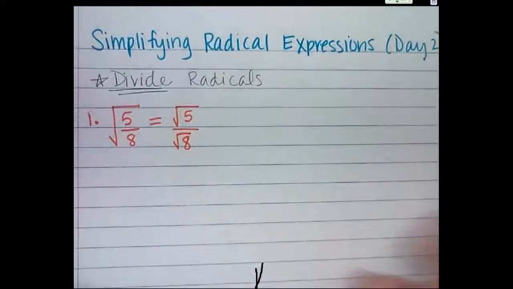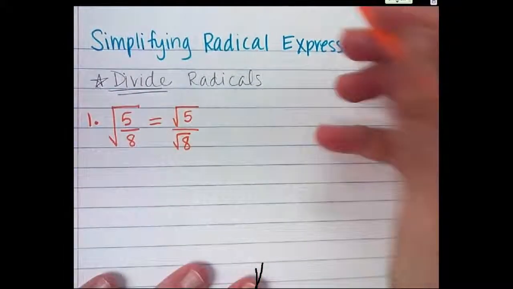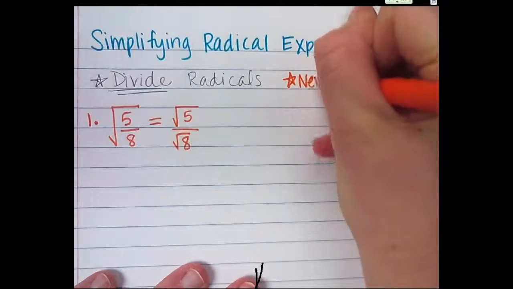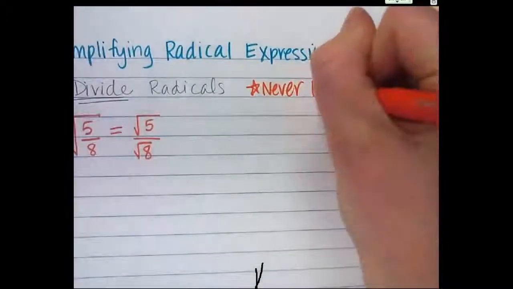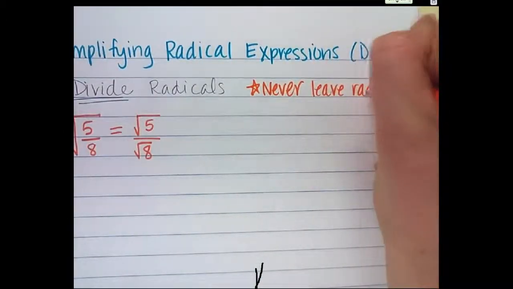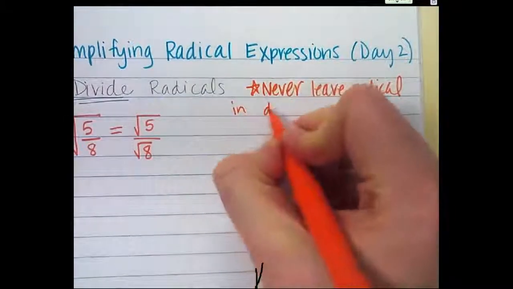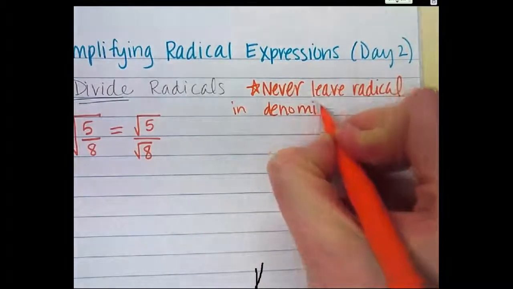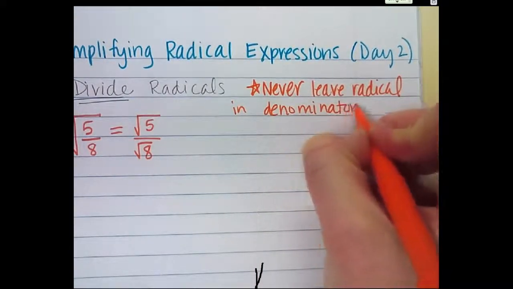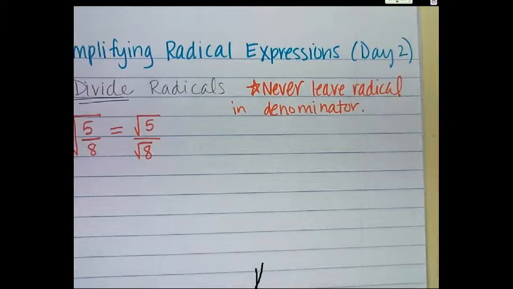So when we're doing radicals with division, we never want to leave a radical in the bottom. Never leave a radical in the denominator. So it's kind of like when you're simplifying, this is part of simplifying. You don't ever want to leave radicals in the denominator. So we're going to get rid of the radical in the denominator.